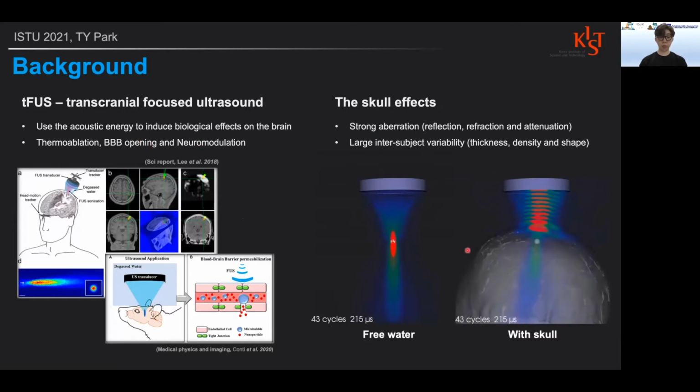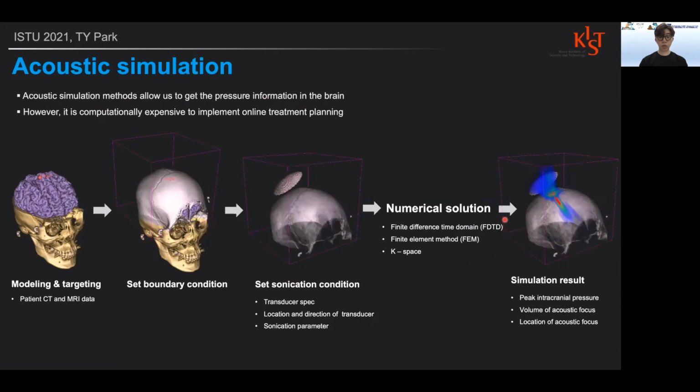However, the presence of the skull is one of the biggest obstacles to brain stimulation because of the large mismatch of the acoustic properties between the water and skull. Strong aberration of ultrasound always occurs. Thus, the acoustic simulation should be performed before the ultrasonic treatment.